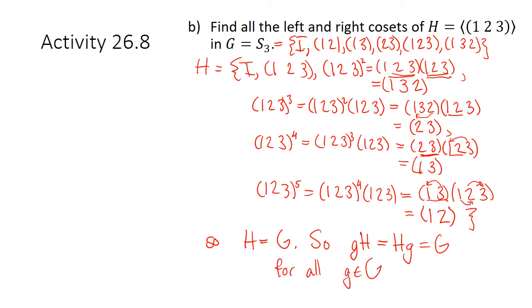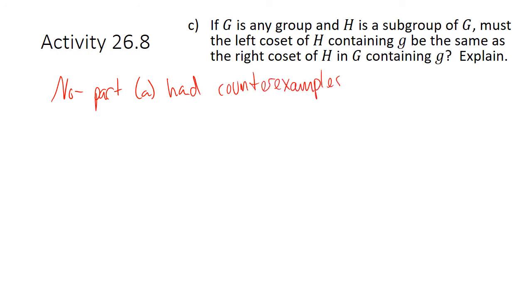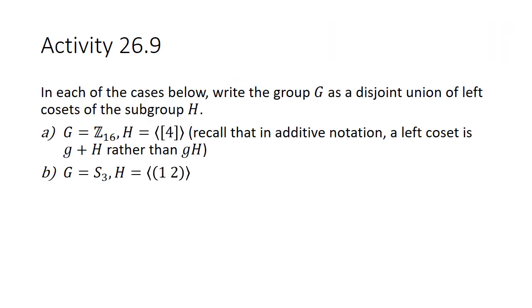g in G. Okay, so let's look at part C. If G is any group and H is a subgroup of G, must the left coset of H containing little g be the same as the right coset of H in G containing little g? So this is going to be no, and I think our part A actually contained counterexamples to this. So in general, this is not the case. For example, I think we had something like (2 3)H was not equal to H(2 3).